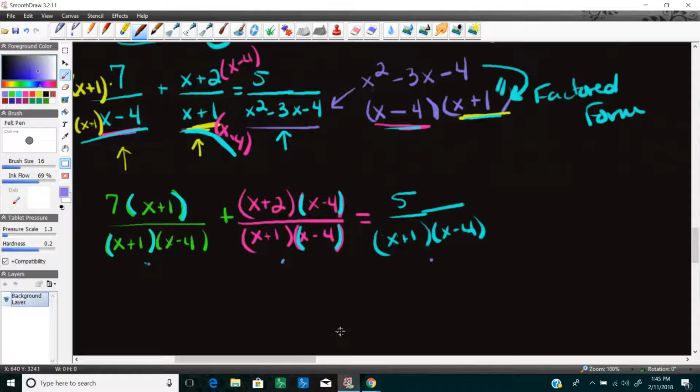Okay? Since this is an equation, there's kind of a shortcut with these. If you have the same denominator, you can actually cross them all out and just look at the numerator.